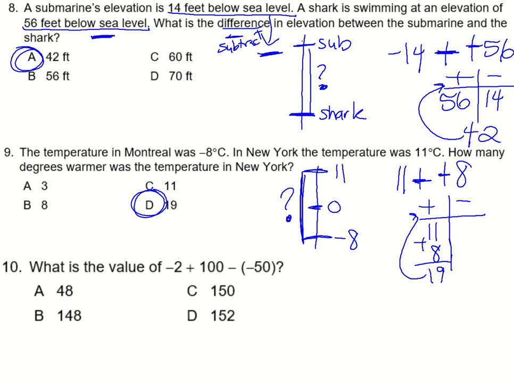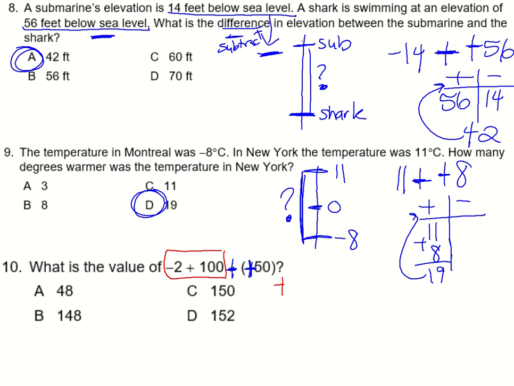All right, number 10, what is the value of -2 plus 100 minus -50? First thing I'm going to do is add the opposite. I'm going to add that opposite because I'm going to change these to addition and subtraction problems. So I'm going to do these in 2 pieces. I'll do piece number 1 here, and then I will do this part after. So I'll do that for this first part.